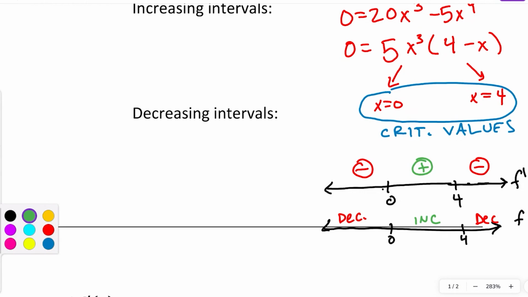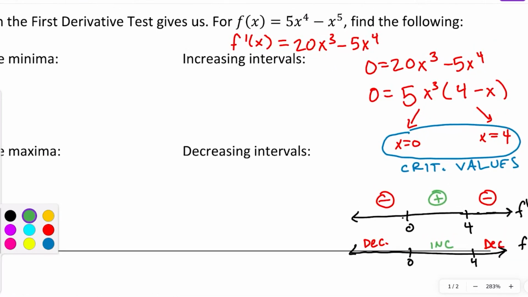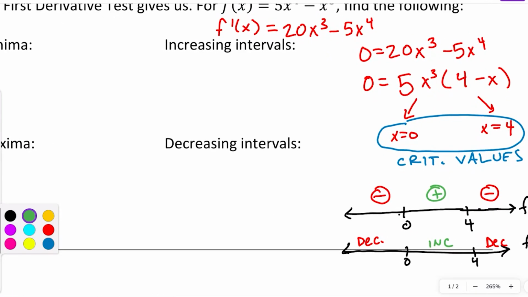Okay, so to answer these questions, let's start with the increasing, decreasing intervals since we have all that labeled already. We have one increasing interval, and that's between 0 and 4. We have two decreasing intervals, one between negative infinity and 0, and then the other one is from 4 to infinity.